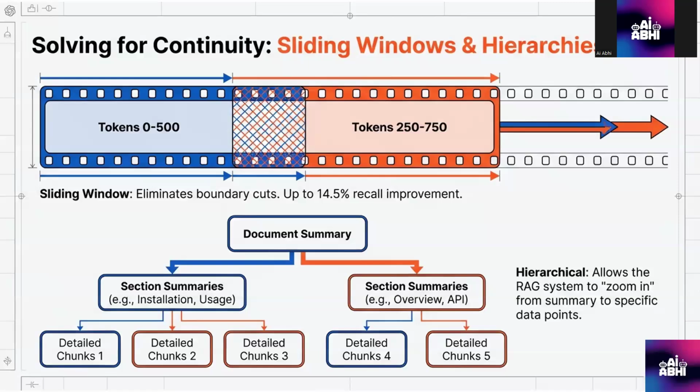So the pros are that it has great context coverage, reduces the boundary problem, and gives up to 14.5% recall improvement. But the problem with this is double or triple the storage, more embeddings to compute, and it can sometimes retrieve duplicates also. It is best for long narratives, like maybe legal documents. It can be used for any text where context at the boundaries is critical.